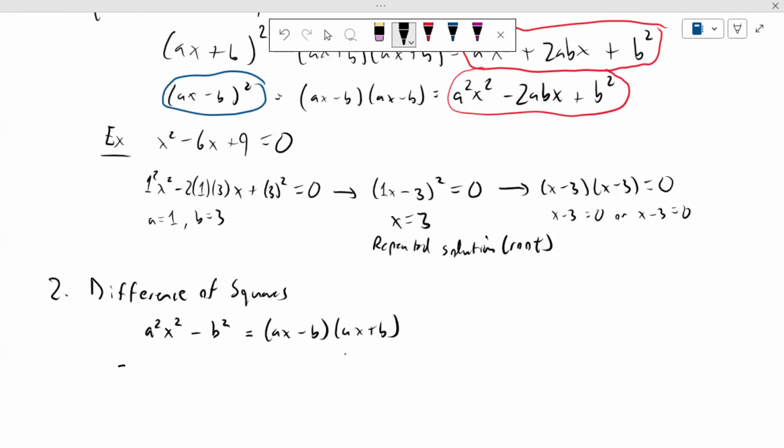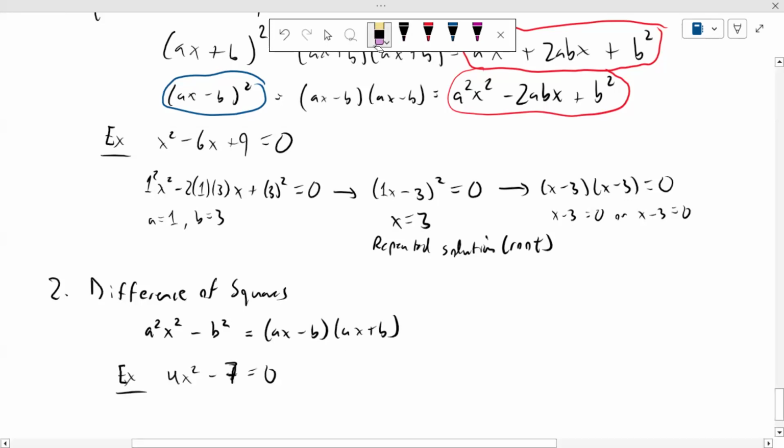So as a quick example of that, let's say we had 4x squared minus 7 is equal to 0. And you know what? Let's make it a perfect square. Let's go ahead and make it a perfect square there. 4x squared minus 25 is equal to 0.